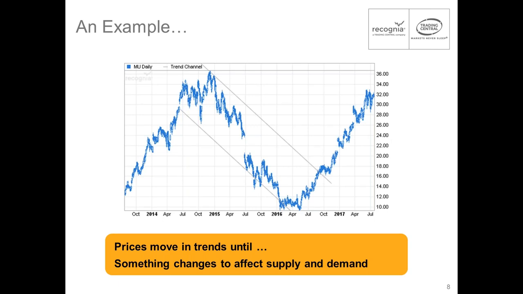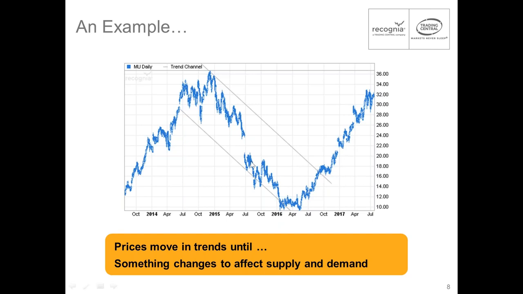Okay, so let's take a look at an example. So here is a stock price chart. This is a real stock. This is Micron, and that's kind of an interesting price history. You see it had a big run up in late 2013, early 2014, from $12 up to about $36. It fell very rapidly right back down to that $10 to $12 range, and then rallied again back up to about $32 in July of this year.